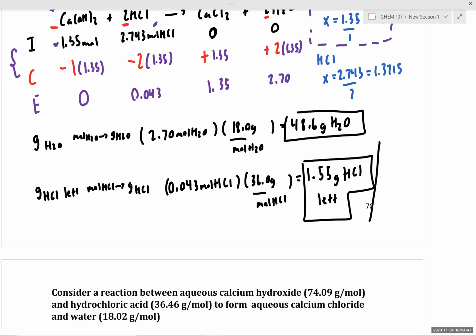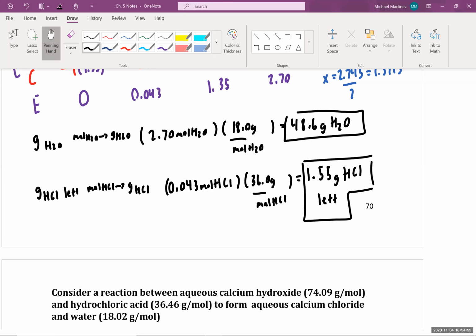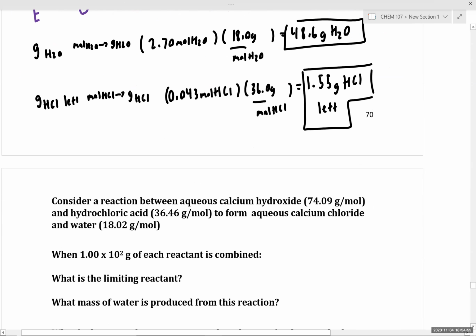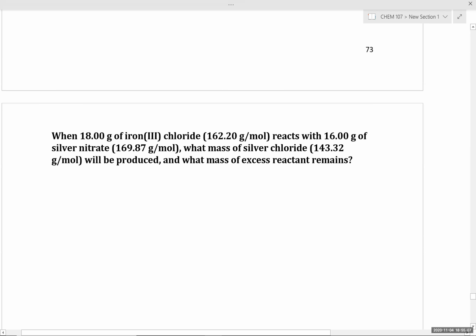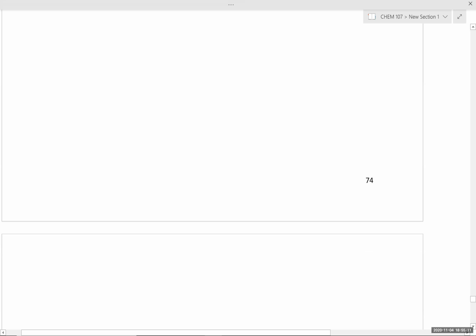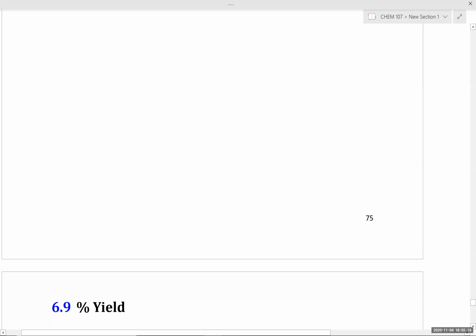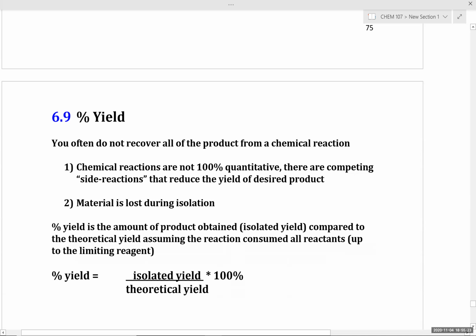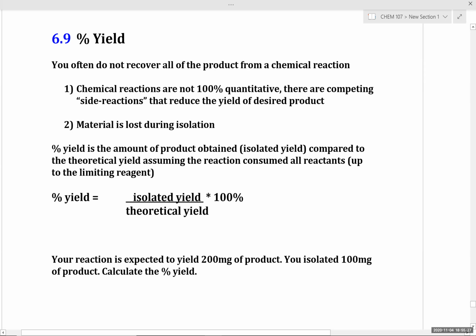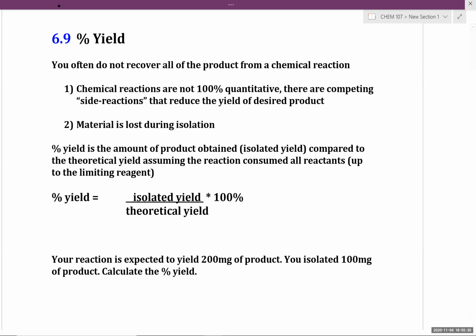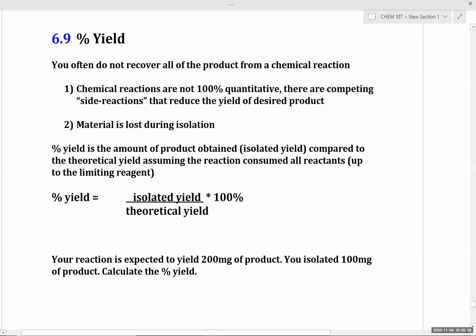Perfect. So in the note set, I provided a few additional examples for you to work on independently. We're gonna keep moving through this chapter, past the example on page 72 and past the example on page 74. And we're going to start to talk a little bit about a really foundational and important concept in terms of chemical reactions. So, throughout this chapter, we've been calculating the expected or theoretical yield of product. But a really important principle is that when you run a chemical reaction in practice, you often do not recover all of the product from a chemical reaction.